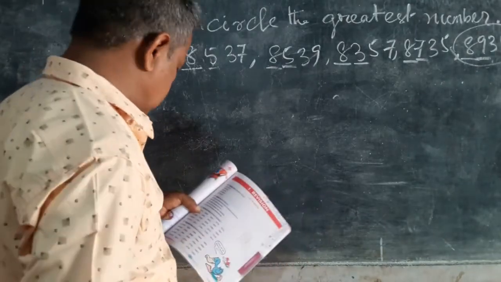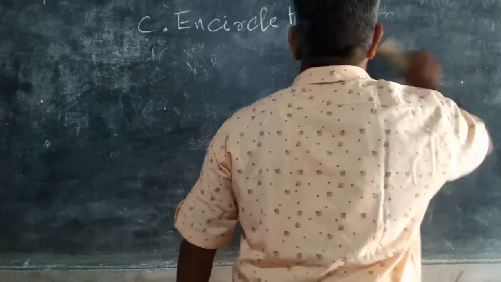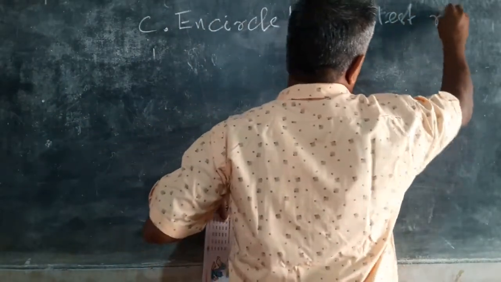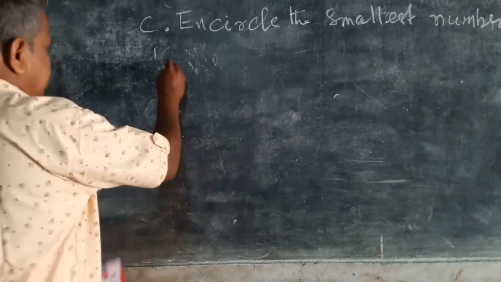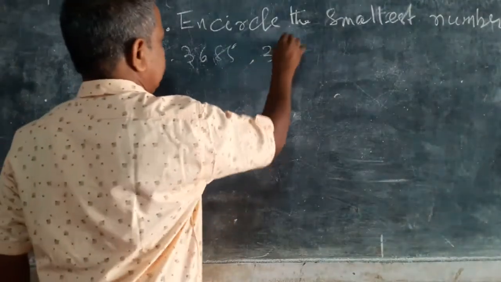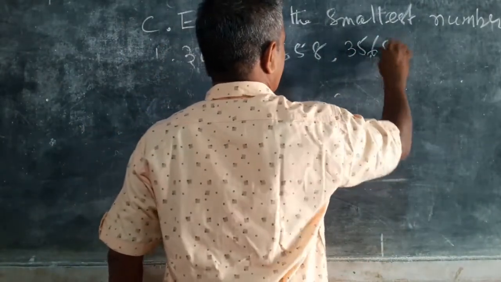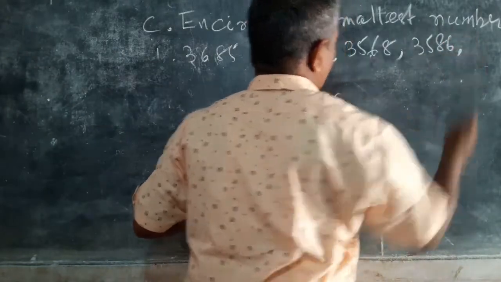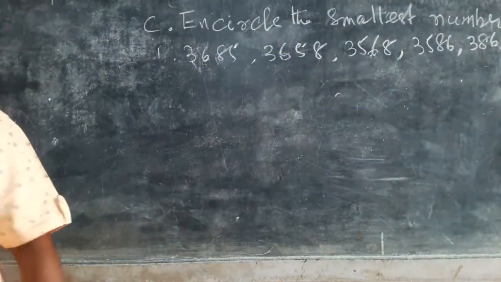Okay, next we will do the next question, that is number D. Encircle the smallest number. What are the numbers, sir? You see, first number is 3685. The next number is 3658. Next is 3568. Next number is 3586. And the last number is 3865. Here there are 5 numbers.